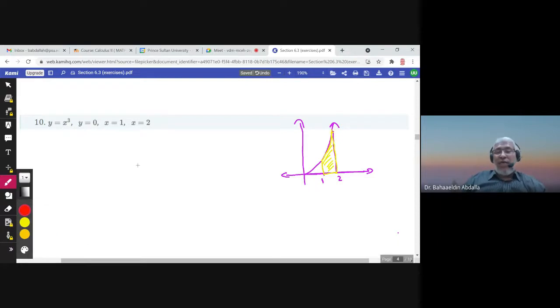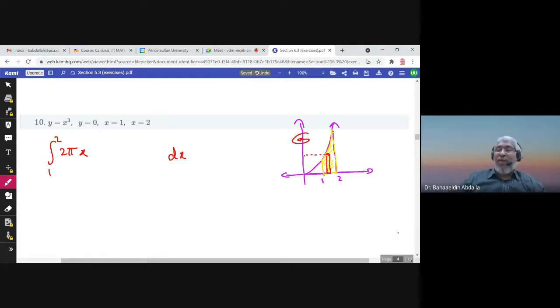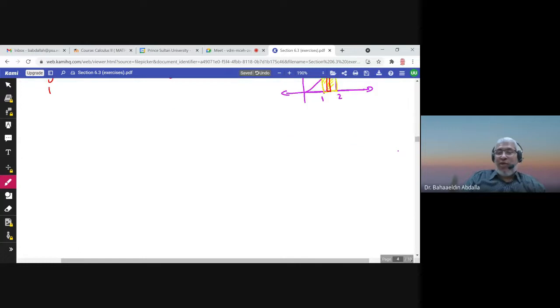What is the axis of rotation? It is the y-axis. So I choose a rectangle parallel to the y-axis. So dx, the integral with respect to x, x is from 1 to 2. And 2 pi times the radius, which is from here to here, which is x, times the height of the rectangle. The height of the rectangle is this curve, which is x cubed minus 0, so times x cubed, and that's easy. Also here, using disk and washer will give you a washer. It would be more difficult than this one, but you can do it.